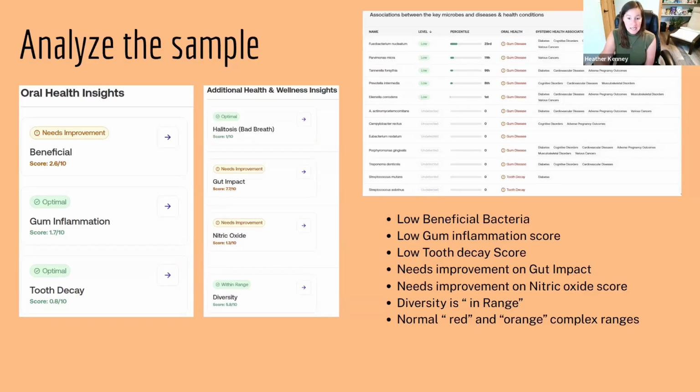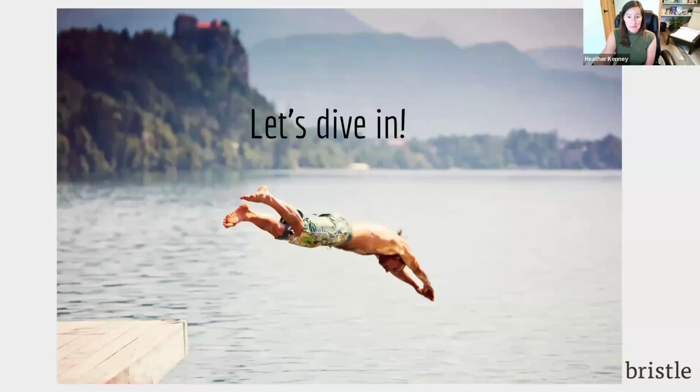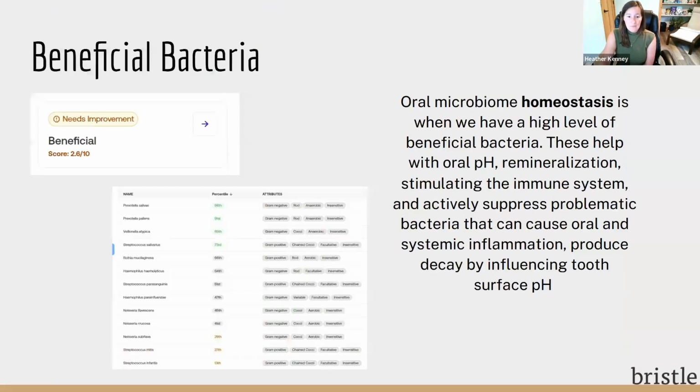We have a high gut impact score and a low nitric oxide score. That nitric oxide score should be high and in green, and that gut impact score should be low and in green. So I immediately think airway possibly, especially with the pictures that I saw, and possibly sleep because of that medical history. And then also there's a gut impact. So let's dive in a little bit and talk about the beneficial.